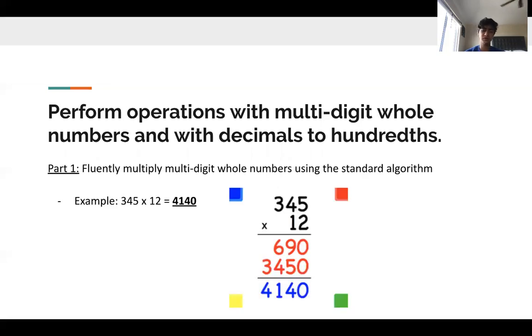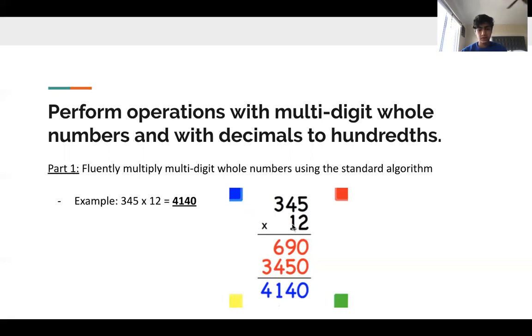Now, let's just cover this. I'm sure this is more review than the last section, but we have to understand performing operations with multi-digit whole numbers and with decimals to the hundredths. So this part's pretty simple. The first part of this is just asking you to be able to multiply multi-digit whole numbers using a standard algorithm. So as we know, if we want to multiply 345 by 12, we have to first do 5 times 2 to give us 10, and then we have to do 4 times 2 to give us 8 plus 1, carry over from the 10, 9, and then 3 times 2 to give us 6, so 690.